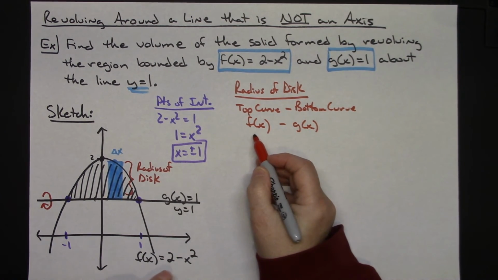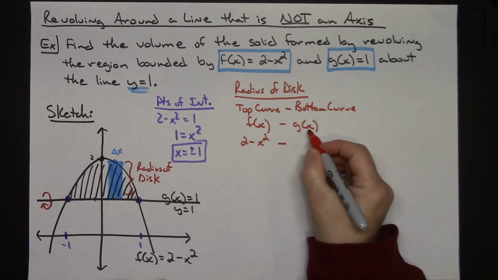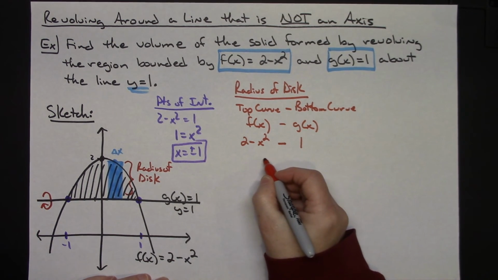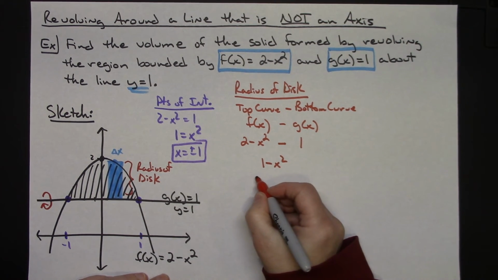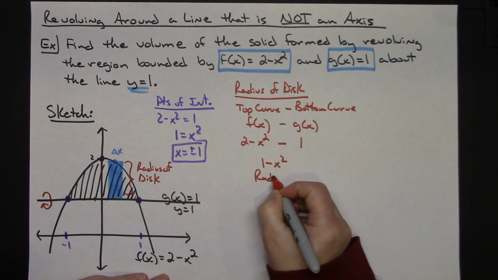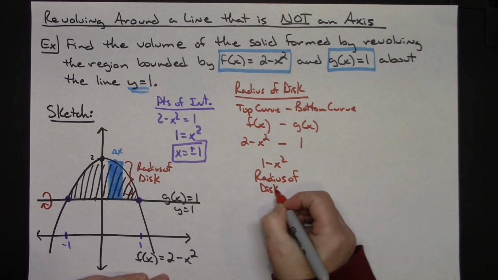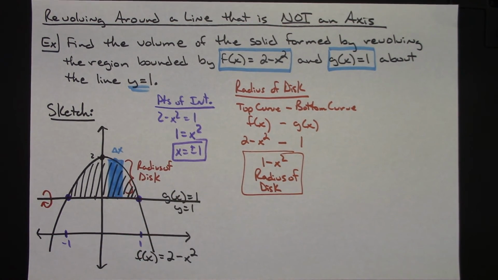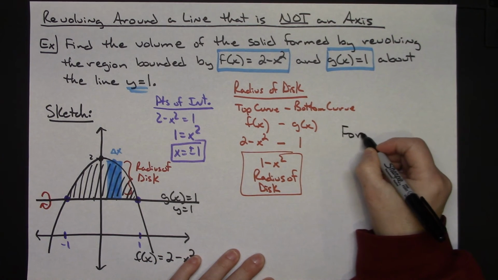My f of x curve was 2 minus x squared, minus my g of x curve, which is 1. So subtracting right there, I'm going to have 1 minus x squared. So that right there is my radius, the distance of my radius of my disk. The distance from here to here. Now I think I'm finally ready to set up my formula for finding the volume of this.